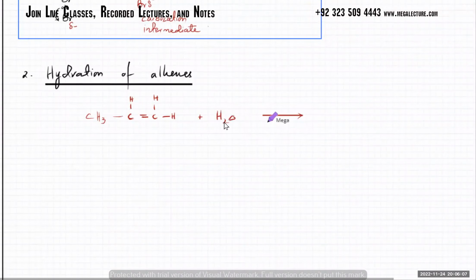The conditions are 300 degrees centigrade temperature. There's going to be 60 atmosphere pressure, and you're going to have an acid catalyst. Specifically, phosphoric acid is frequently used as the catalyst.